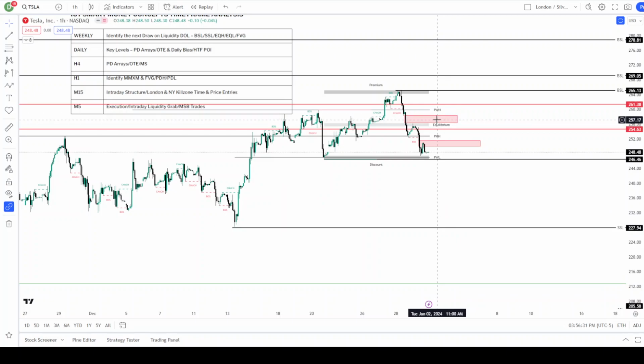If we get up to this fair value gap above 255, I've averaged down into them, and so I think that they'll be fine. I'll be in profit if we get up here. If we start heading higher, I'll reposition and I'll reconsider.